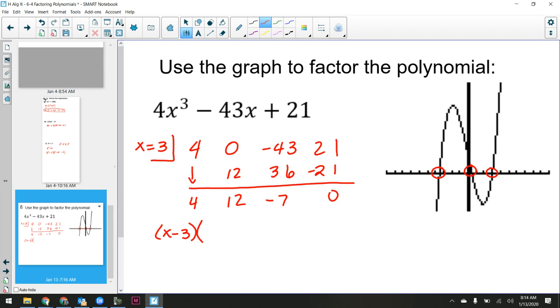Okay, well, what does it factor into? 4x squared plus 12x minus 7. And do we all see how this relates? Do we all see how it changed into a minus? Because the number in the box was a positive 3, so the corresponding factor, the corresponding binomial, is an x minus 3. And now, let's try to factor down this to see where these actually are.